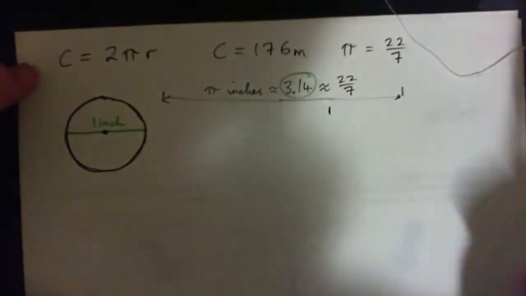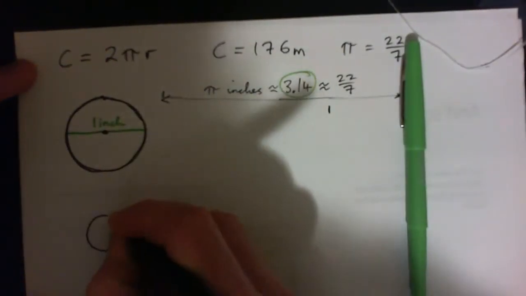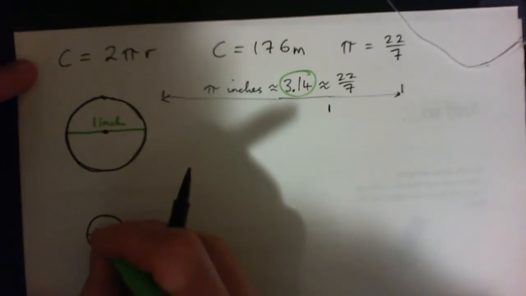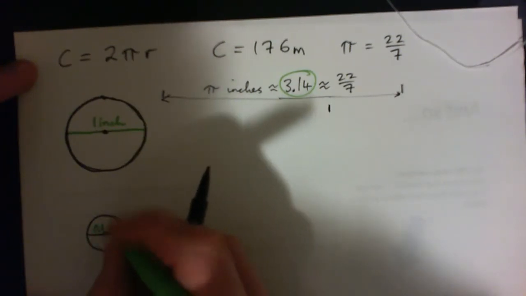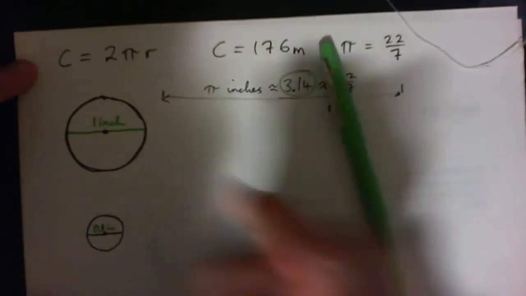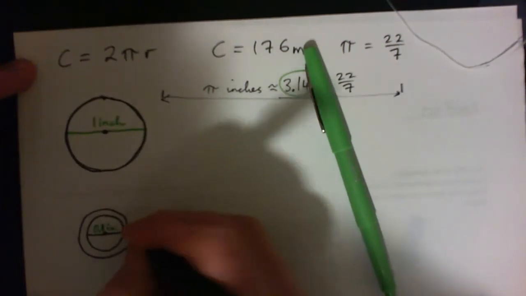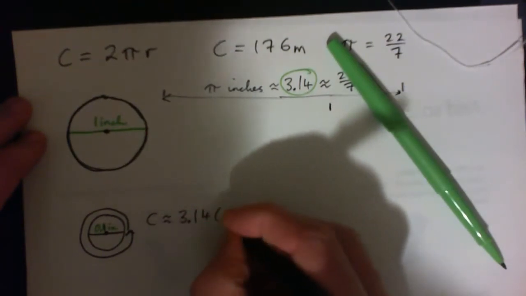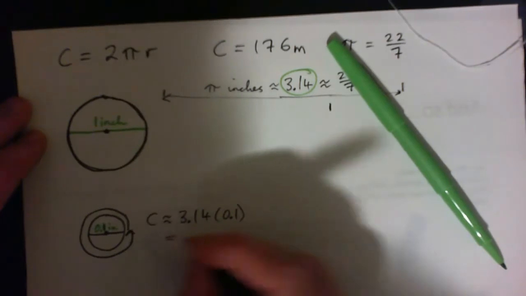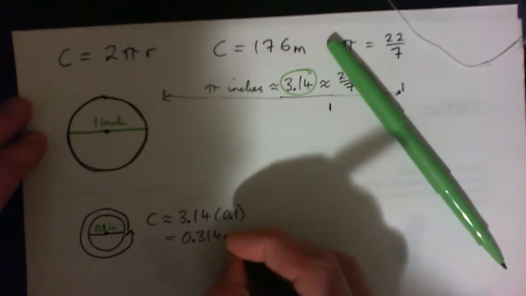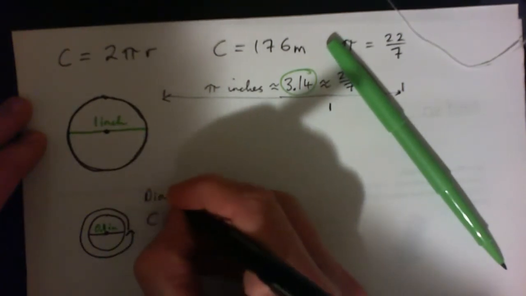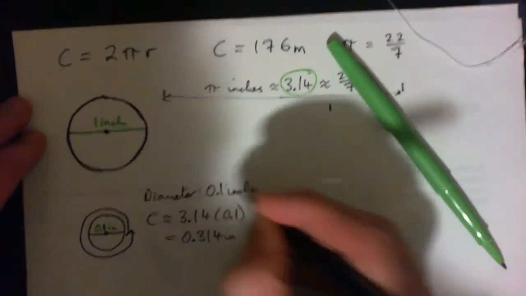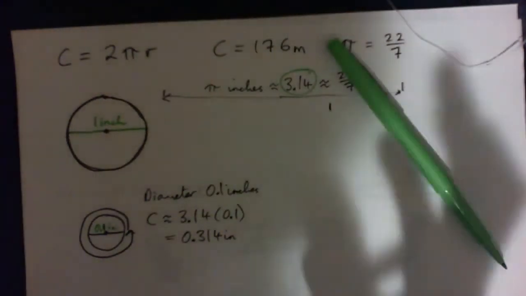So if you had a circle and the diameter was, say, 0.1 inches, then the distance all the way around the outside would be 3.14 times that. So the circumference would be approximately 3.14 times 0.1, which is 0.314 inches. So if I have a diameter of 0.1 inches, I end up with a circumference of 0.314 inches. It's 3.14 times that.